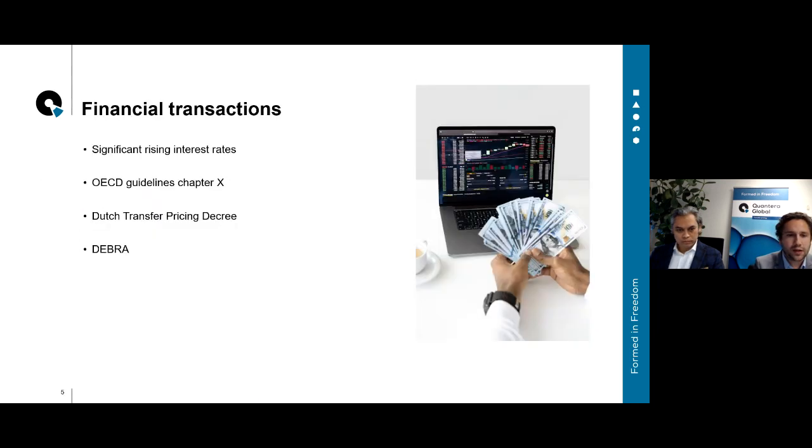Maybe the next slide. What we see in financial transactions, it was quite a hectic year. As of 2018, financial transactions have received more attention from tax authorities. We also see multinationals struggling with this topic, but also a lot more audits coming in this field. Tax authorities are also developing their skills, and we see a lot of scrutiny on this topic. So that's something to really consider. If you haven't done it yet, there's no escaping it now.